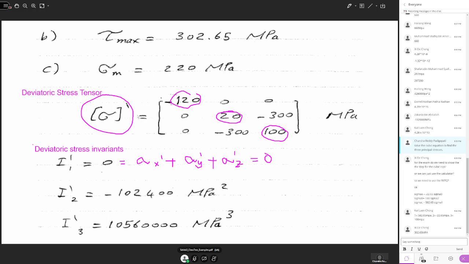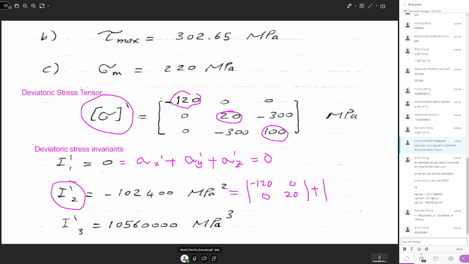The second deviatoric invariant, I2 dash. So I2 dash, again, you will be using the same formula from the learning guide. So how I do it? First, I take this 2 by 2 matrix. So negative 120, 0, then 0, then 20. So this is 2 by 2 plus.